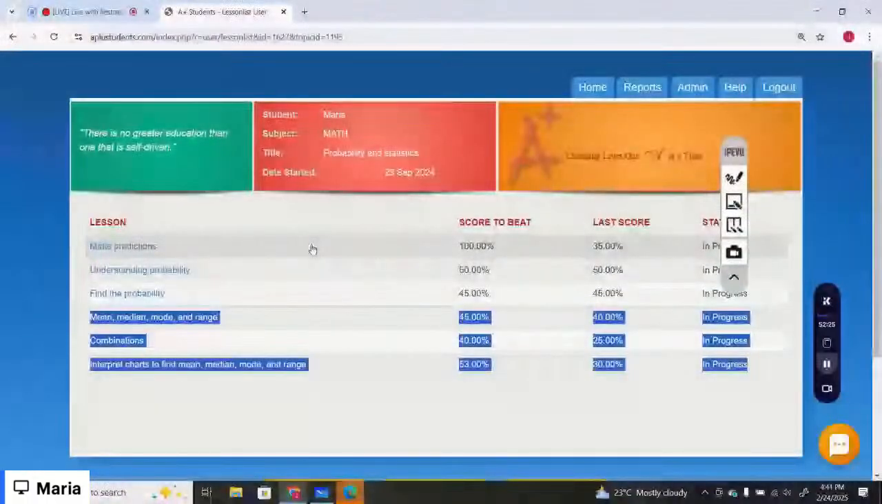Just go to the website aplusstudents.com. Let me share my screen, then I will tell you how to go to a tutor. Just look at the screen. Here, like in statistics, you can see this button on the right corner, right? When I go to the button, you have the live chat button.